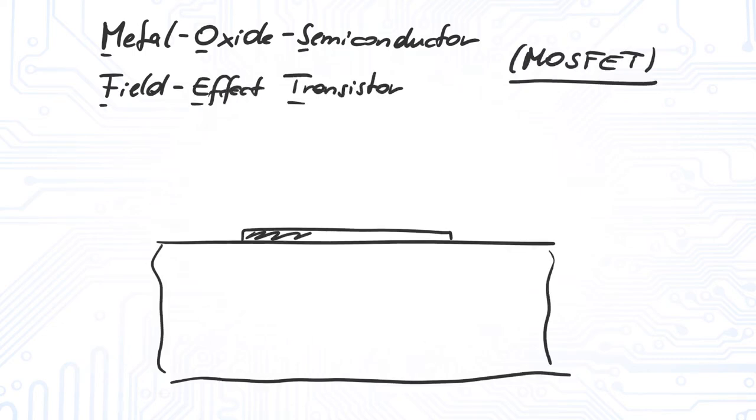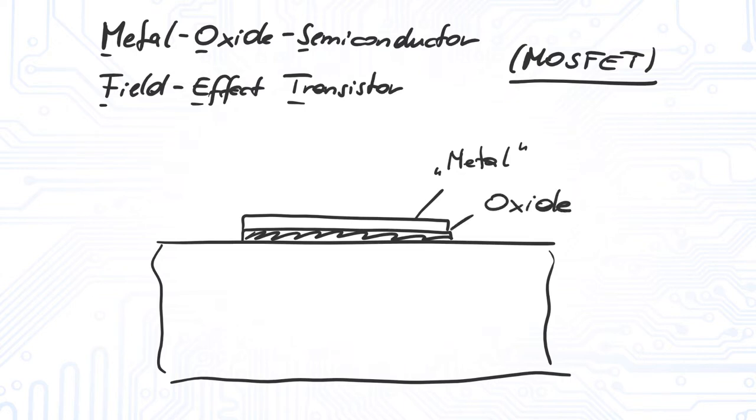The name comes from how the transistor is structured. On top, we have something metallic or metal-like in conduction. Below, there is an insulating oxide layer. The bottom is made of the bulk of the semiconductor material. Field effect means that the transistor uses some kind of field for the operation. In case of the MOSFET, an electric field is used.